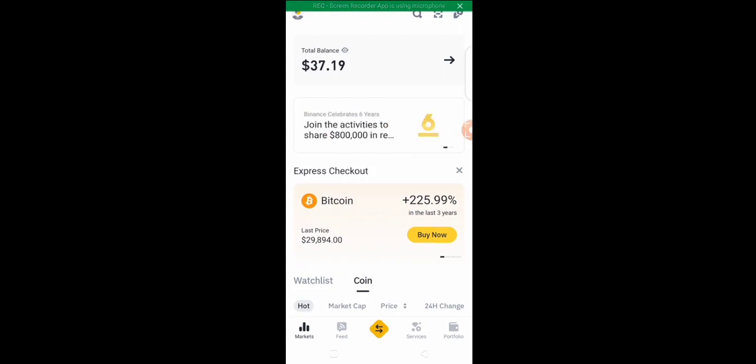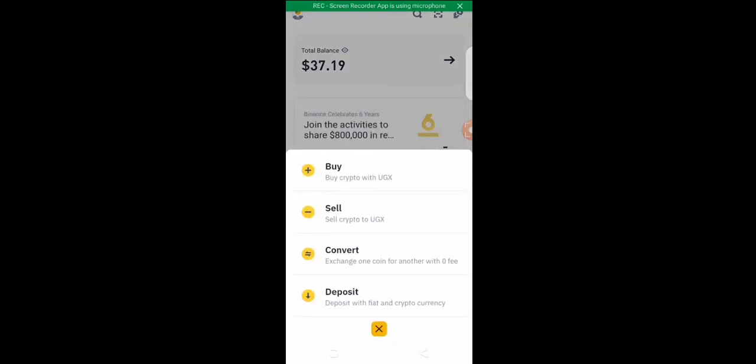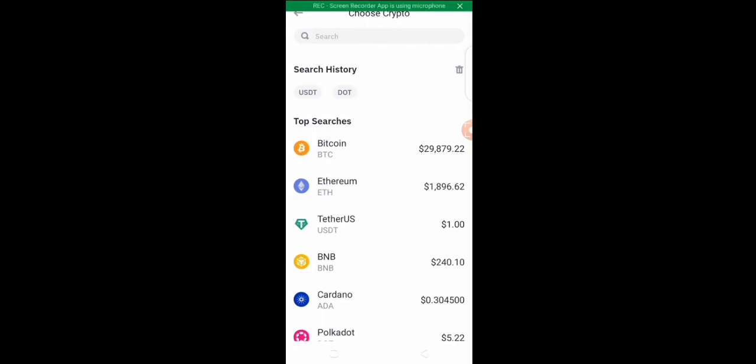You simply tap where there are two arrows looking in opposite directions, and there you will see buy, sell, convert or deposit. So if you have fiat, that is to say Uganda shillings, you tap buy because you want to buy crypto with it. When you tap buy, you search for the coin you want to buy. In this case we want to buy USD Tether.